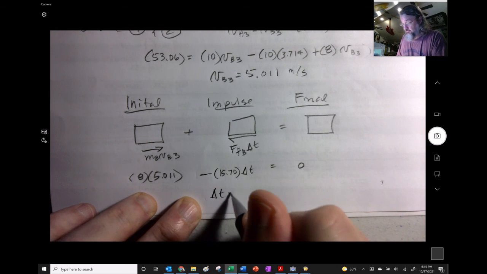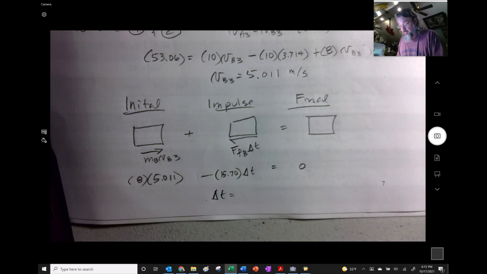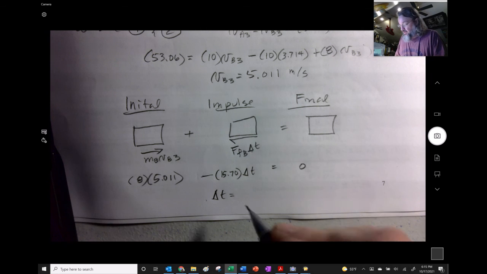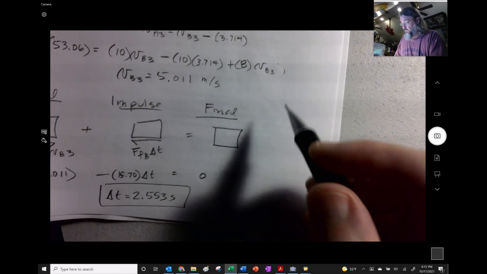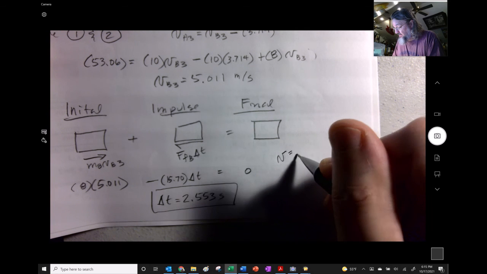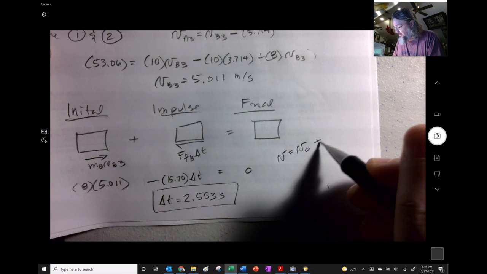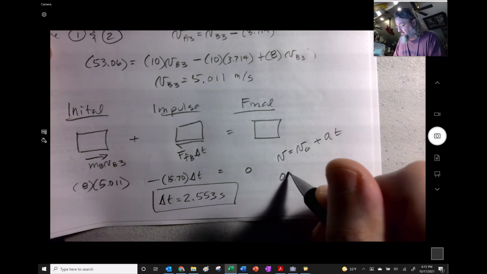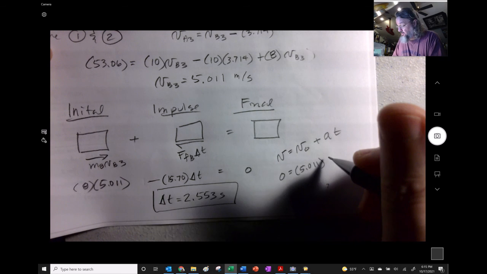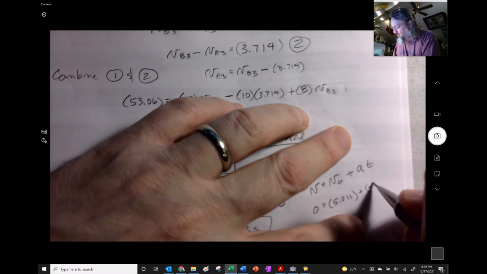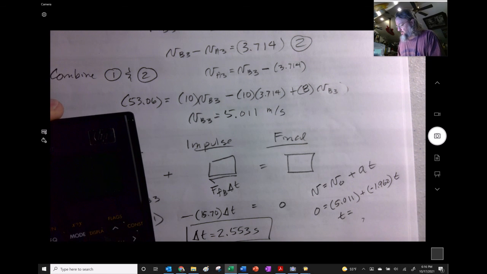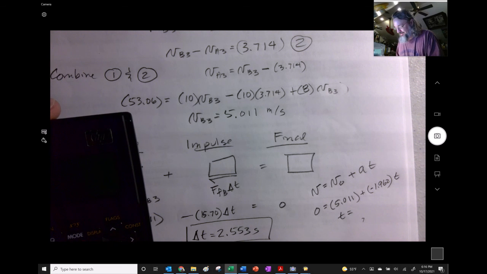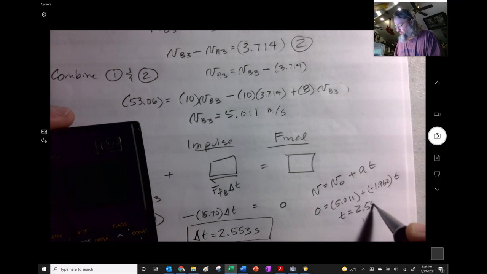And I would find my delta T. I multiply that by 8, take 15.7, divide it, and I get 2.553 seconds. Now, also, what I could have done is use this velocity. This would be the initial velocity, and there's the acceleration and the time. I could have said it was going to be equal to 0 is 5.011 plus the negative 1.962 times the time. And if we do that, 5.011 divided by 1.962, we get the same thing, 2.553 seconds.